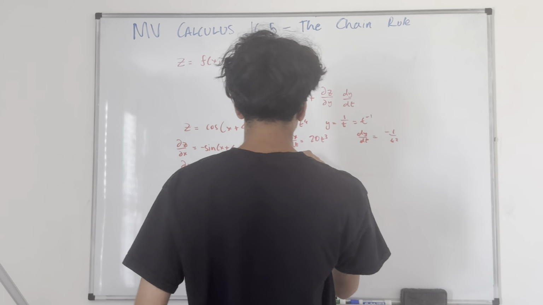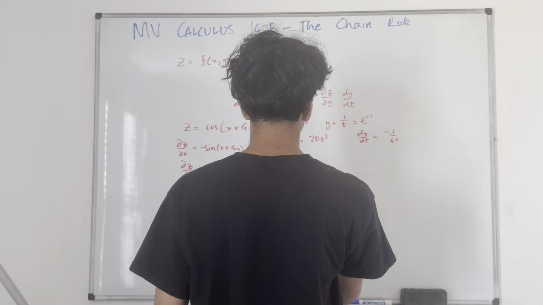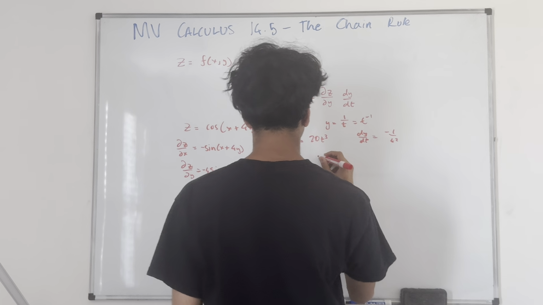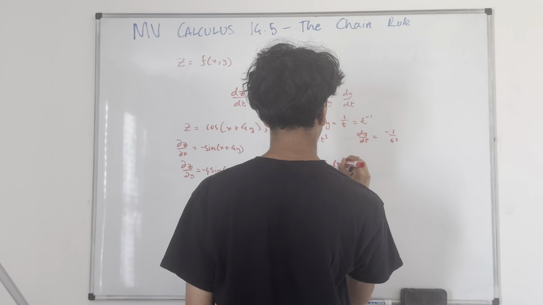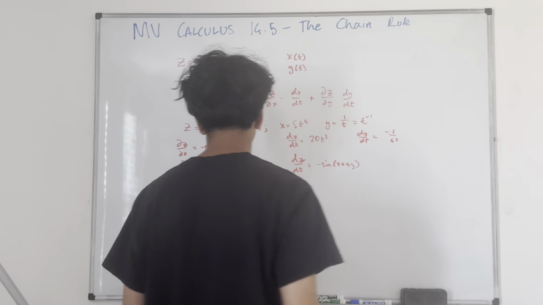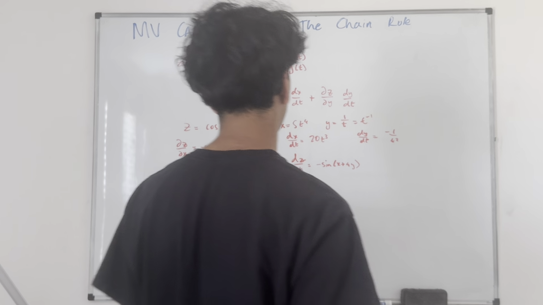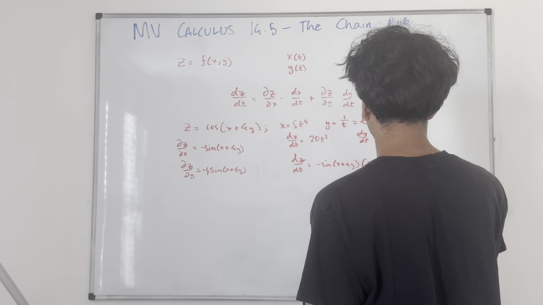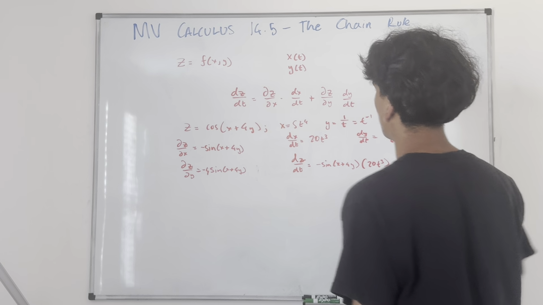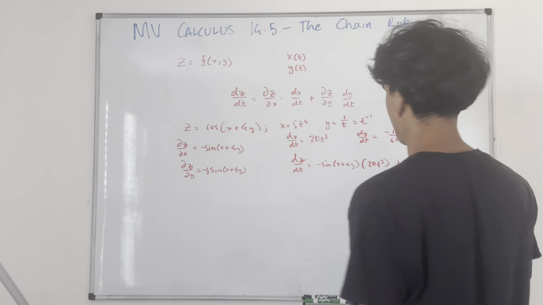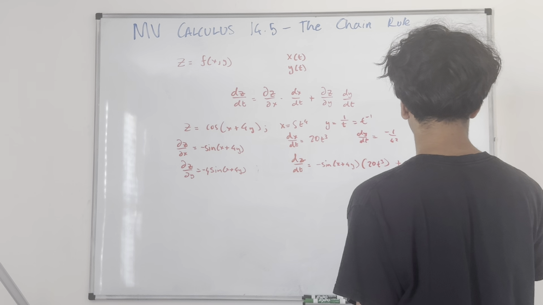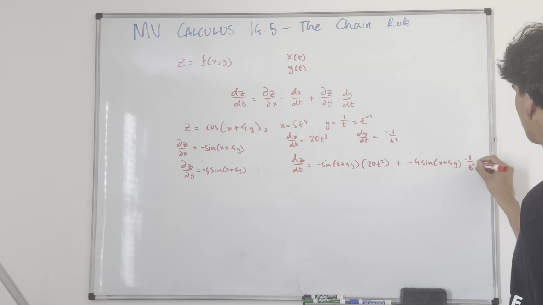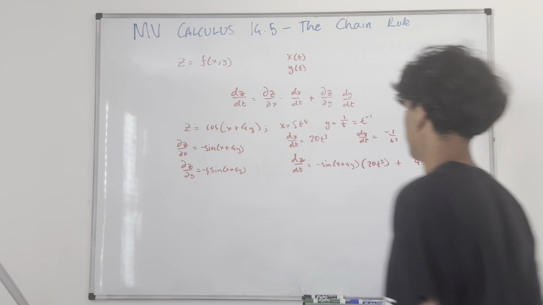Now, the final rate we can build pretty quickly. dz/dt will equal partial z, partial x, which we found is negative sine(x + 4y), times dx/dt, which is 20t to the 3rd, plus partial z, partial y, which is negative 4 sine(x + 4y), multiplied by dy/dt, negative 1 over t squared. The negatives drop, and then I get a final answer.